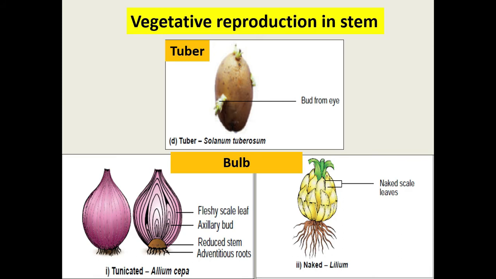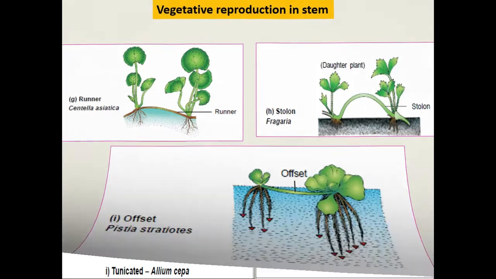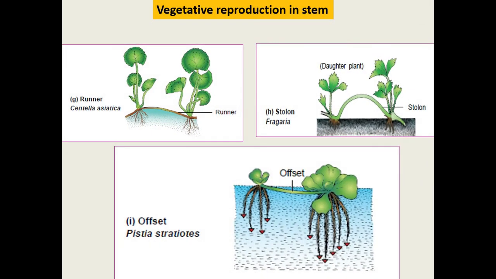And vegetative reproduction in stem: Solanum tuberosum has an eye spot where a bud is produced. After this bud is detached from the parent tuber or parent plant, it produces a new plant. Likewise, the bulb and the naked lilium produce their progeny by detachment of the stem parts, which then give a new plantlet. Next, vegetative reproduction in stem; all these are given as examples. You see first the runner, that is Centella asiatica, which in Tamil we call Vallarai.